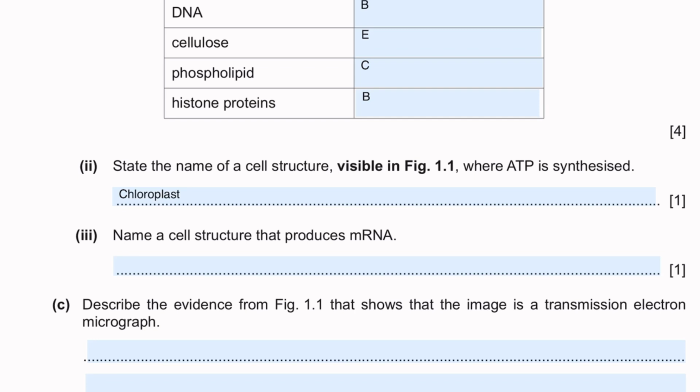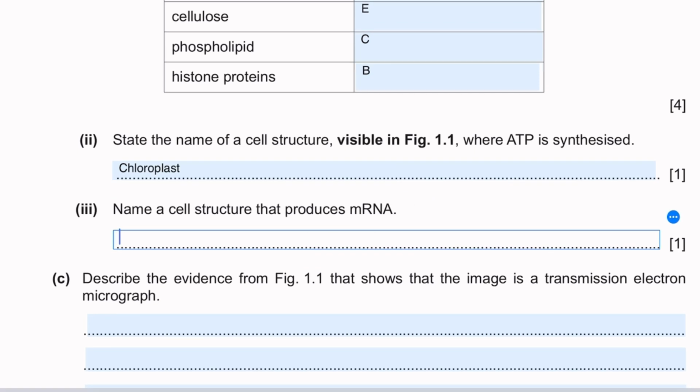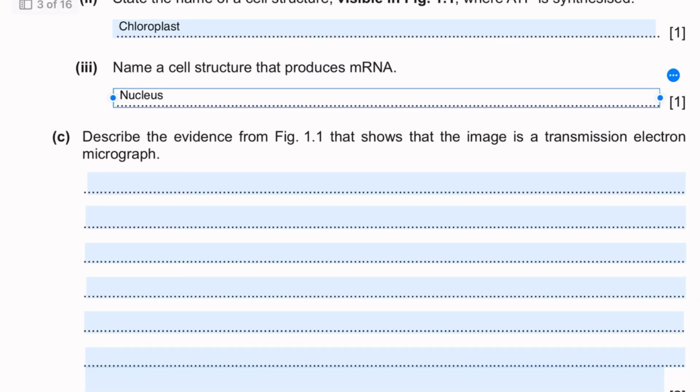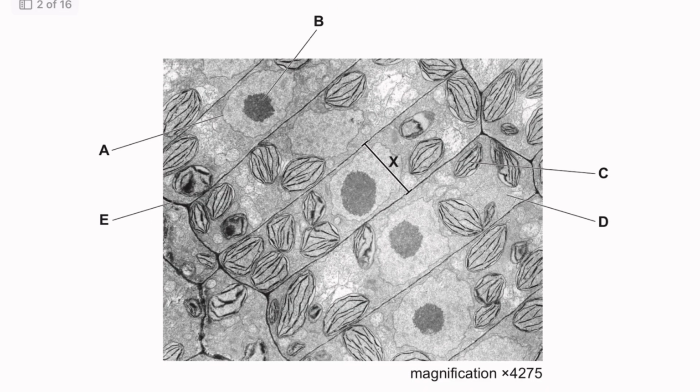So name a cell structure that produces mRNA. mRNA is produced in the nucleus, so we could just go ahead and write this down. Nucleus. Okay. Then he says, describe the evidence from figure 1.1 that shows that the image is a transmission electron micrograph. Okay, so how do we know that this image taken is a transmission electron micrograph, not one taken by a light microscope?